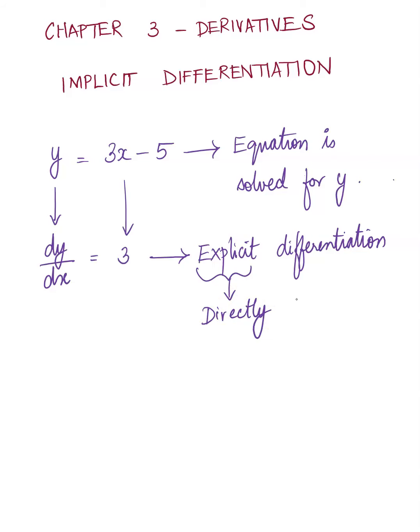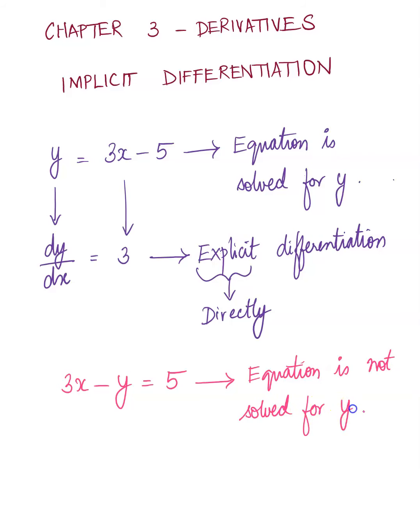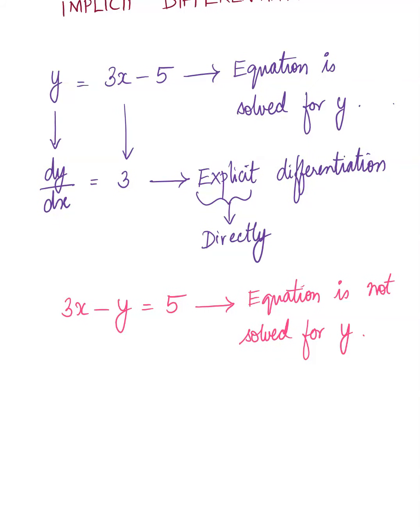If I were to rewrite this expression, say as 3x minus y equals 5, it's the same equation, but I've rewritten this. Here, the equation is not solved for y. Therefore, when I say find dy over dx, what we have to do is we have to either rewrite this whole thing in terms of y, or we'll have to derive them one by one, bearing in mind that only the x is derived with respect to x, but the y will have to remain as dy over dx.